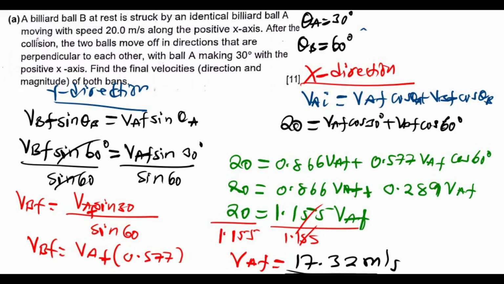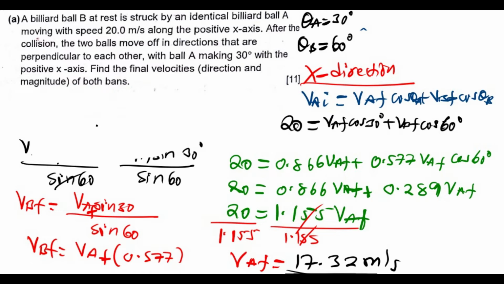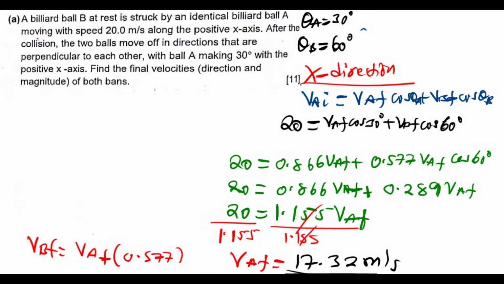So from here, what else can we see? From this formula, we also want to find VB, so we make VB the subject of the formula. I'm going to plug in where there is VA the answer which we have just come up with. So VB final is equal to VA, which we have found, that is 17.32, times 0.577.